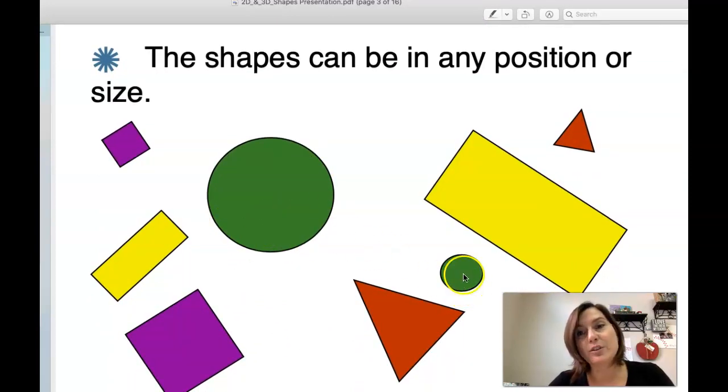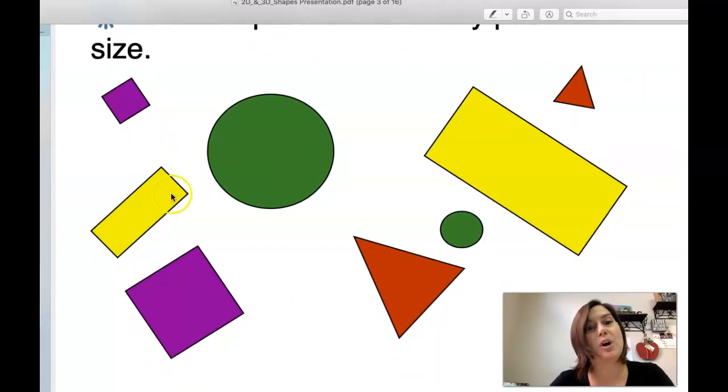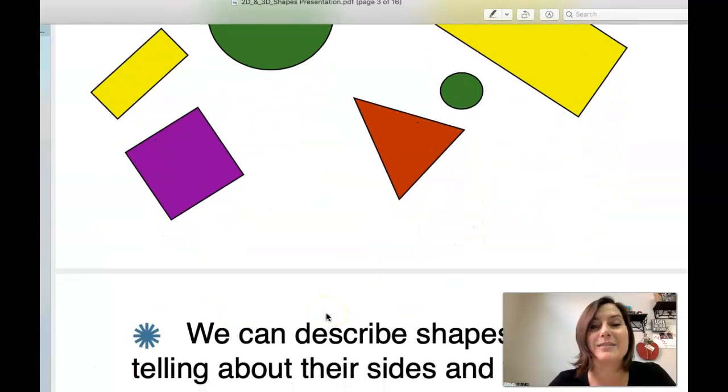These green circles are 2 different sizes. These yellow rectangles are 2 different sizes and they are in different positions. Our purple squares, small, large, and they're in different positions. And look at these red triangles, small, big, in different positions.